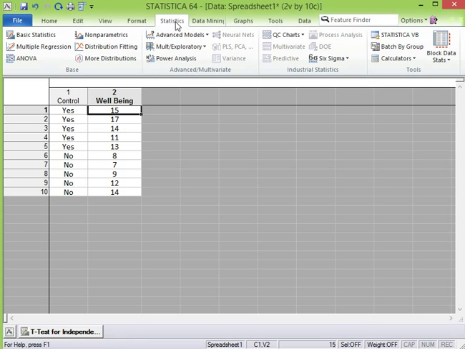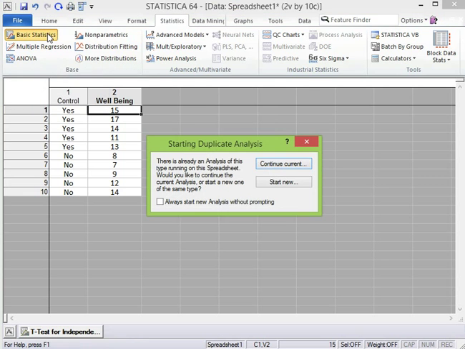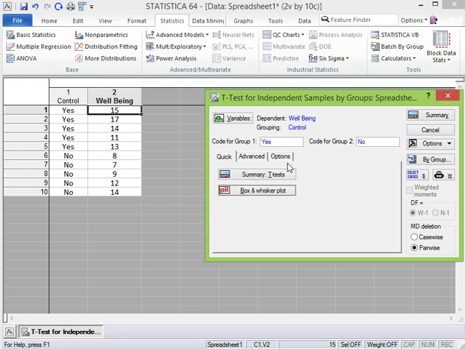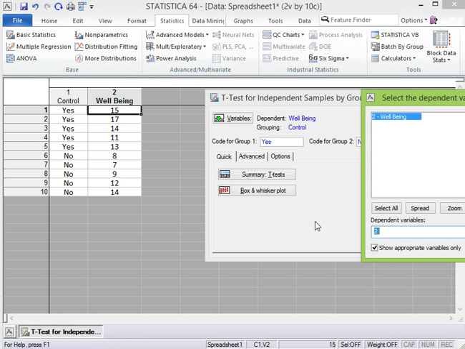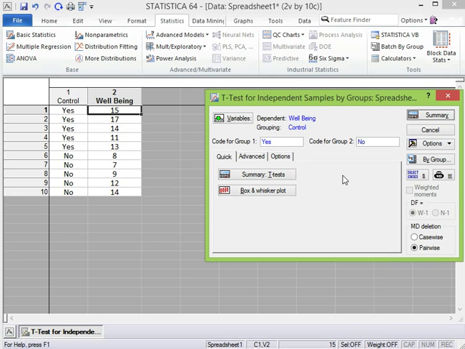let's click on the Statistics tab, and then Basic Statistics. Okay. And then we choose our variables. So our dependent variable, of course, is well-being, and our grouping variable or our independent variable is control. So let's click OK, and then click Summary t-tests.